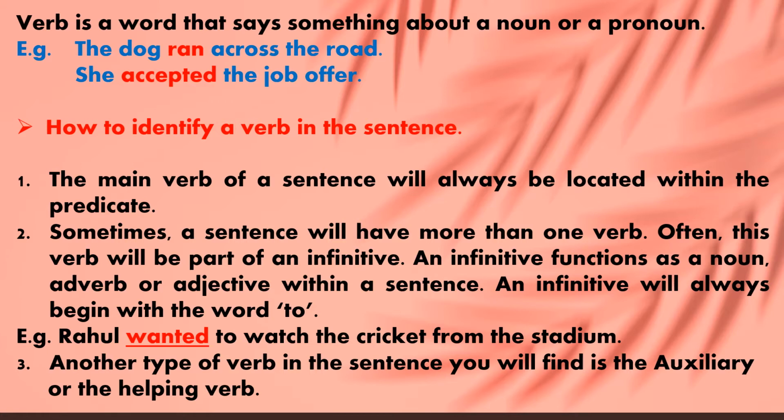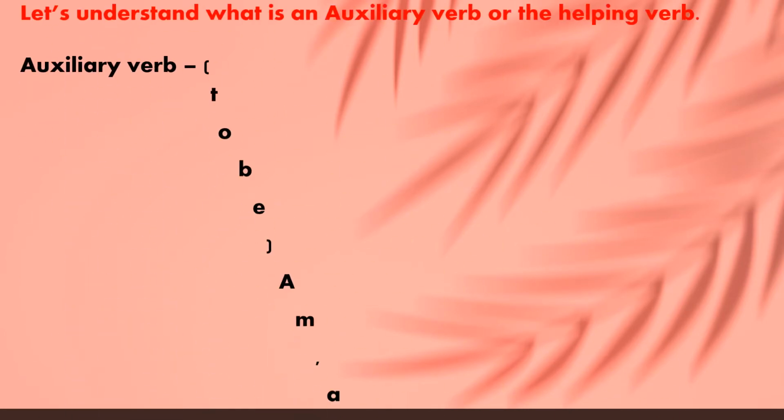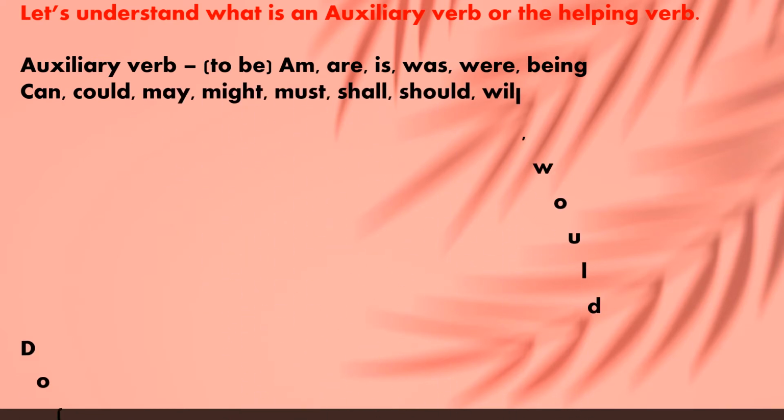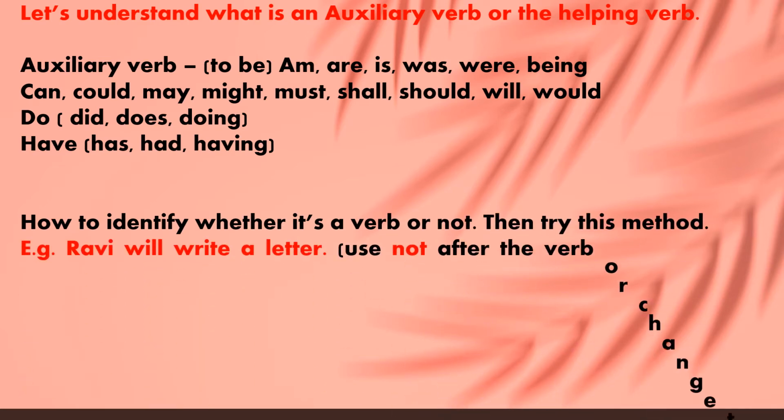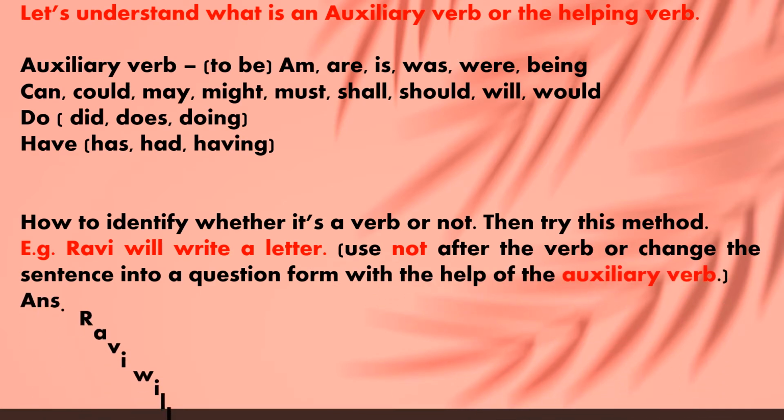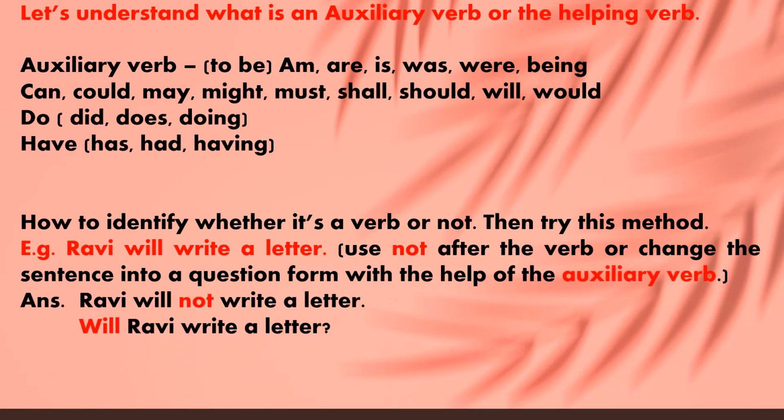Moving on to the third point. Another type of verb in the sentence you will find is the auxiliary or the helping verb. Now let us understand what is an auxiliary verb or the helping verb. Auxiliary verb, to be. Many a time in the fill in the blanks, children, you have seen in the bracket it is given use be. Now what is the form of be, children? When it is given be, you see which auxiliary verb is suitable for that sentence. Here the to be forms are given, that is am, are, is, was, were, being. These are all the to be forms, children. So whenever in the bracket be is given, then you understand that it is a to be form and according to the sentence you can apply the suitable verb.